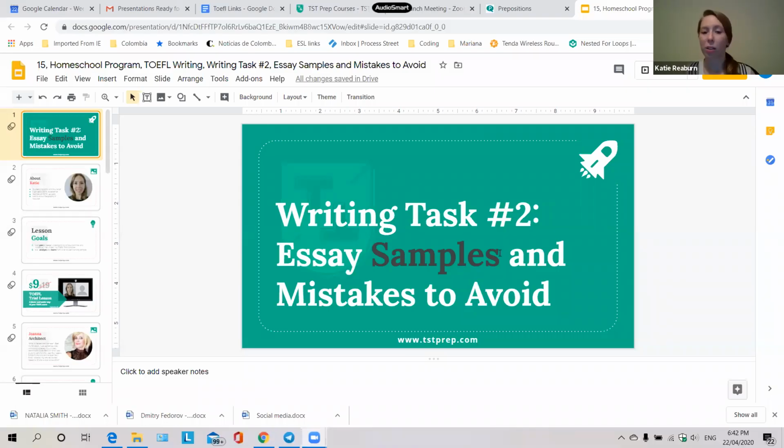Okay, so today's topic is still on writing task 2, the independent essay, where you're sharing your opinion. We're going to look at some essay samples and some typical mistakes to avoid, ones that we see all the time. So we want to make sure that you know what they are and you're not going to do that in your exam.